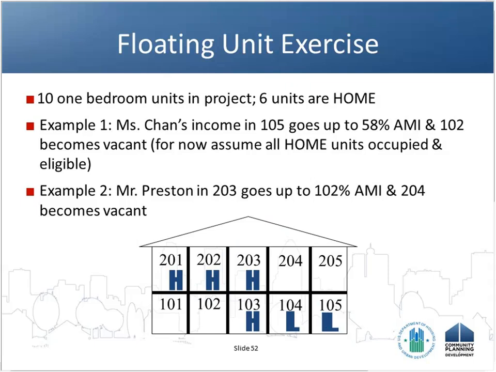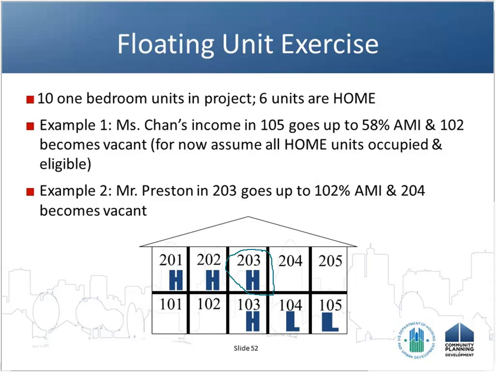So in our second example, we have Mr. Preston, who is in 203. And in this case, he's gone over the 80% area median income. So we know that we're going to make an adjustment on his rent. So that's our first step here. We're going to raise his rent to 30% of his adjusted household income, or capped at that market rent. So we make our adjustment on his rent immediately. Then we're looking for our way to correct the situation.